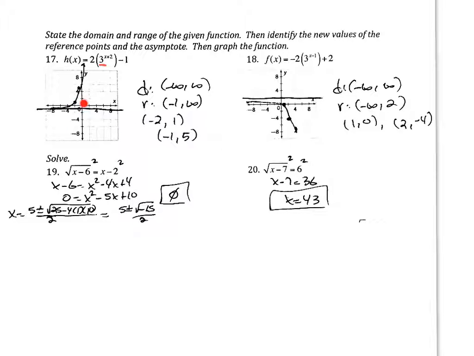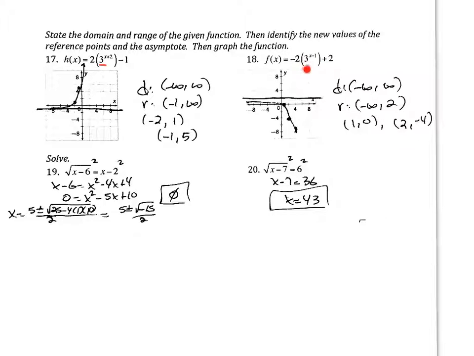I went up 2, left 2, which puts me at -2, 1. I went ahead and wrote that point down right there. And remember, I always go 1 to the right. If you go 1 to the right, that makes it -1. If I put a -1 in there, the exponent is +1, which makes that just 3. It will always just be that number. 2 times 3 is 6. 6 minus 1 is 5. So you go -1, 5. Connect your dots. Don't forget your domain and range.